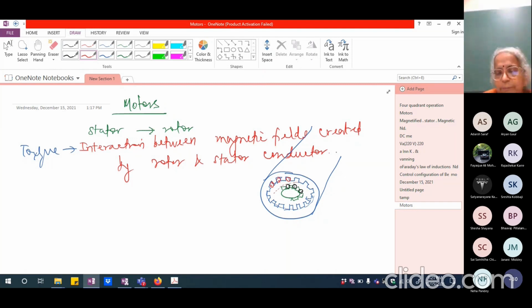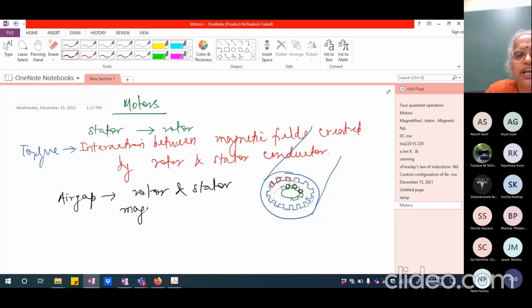Through the air gap also there is some passage of magnetic field lines. Otherwise, there is no way they can interact with each other. So the air gap definitely has some flux lines from the rotor and stator. Both magnetic fields, rotor and stator magnetic fields, interact, in fact, in the air gap. They interact in the air gap.